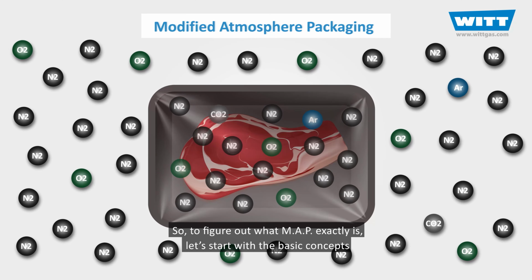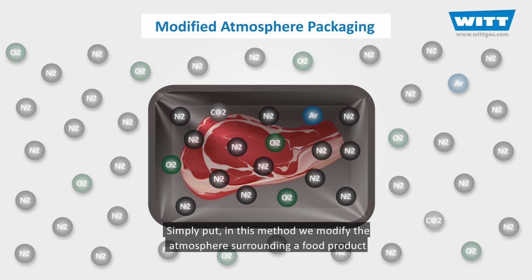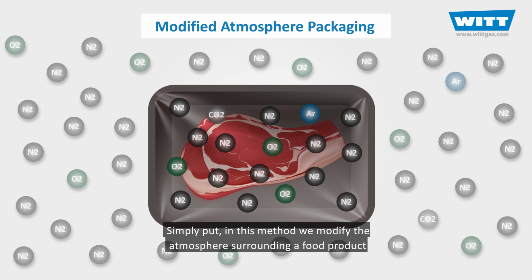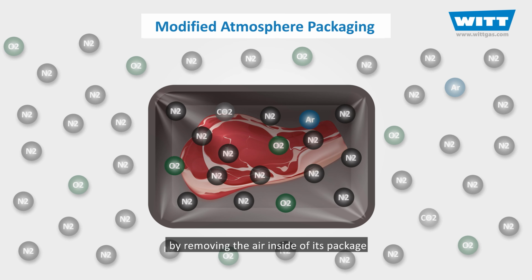So, to figure out what MAP exactly is, let's start with the basic concepts. Simply put, in this method, we modify the atmosphere surrounding a food product by removing the air inside of its package and then adding the gases that are safe for both food and customers' health to control the biochemical, enzymatic, and microbial actions without temperature or chemical treatments.